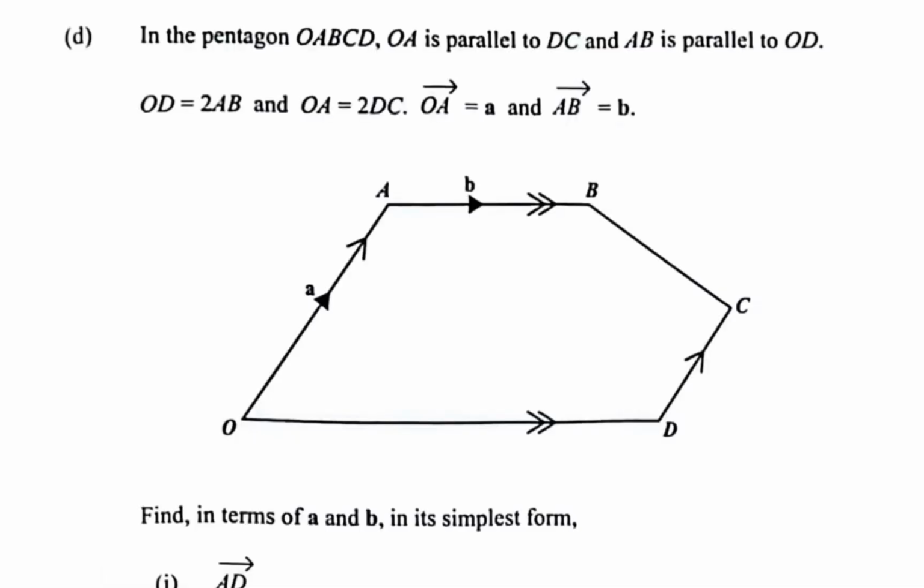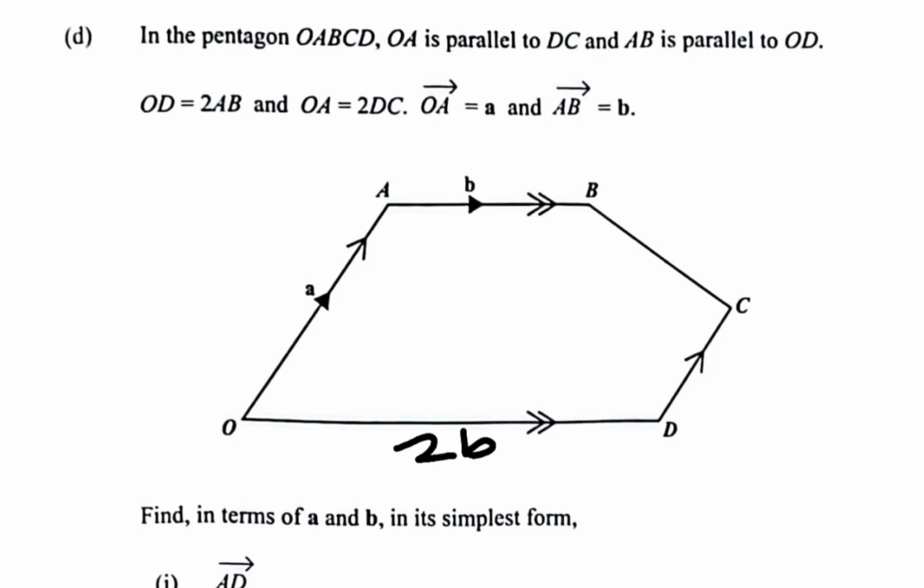Question 10D states that in the diagram OABCD, OA is parallel to DC and AB is parallel to OD. OD is 2AB and OA is 2DC. Vector OA is equal to A and vector AB is equal to B. The question says, find in terms of A and B in its simplest form, AD.